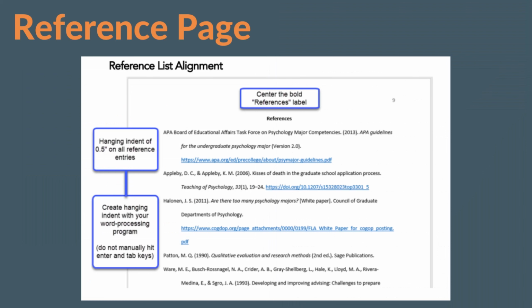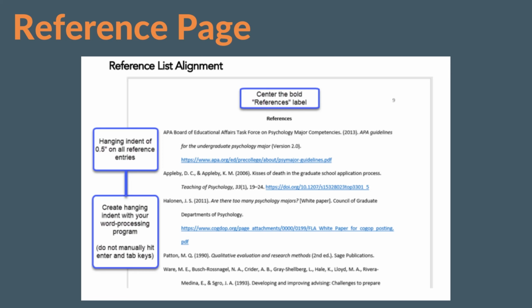Once you have written your paper, hooray! Then we have our reference page. So the reference page lists the complete information of all the citations used in the paper. And in APA style, our reference page is listed alphabetically. We have references, centered, bolded, top of the page because it's a heading, followed by all of our full citations.